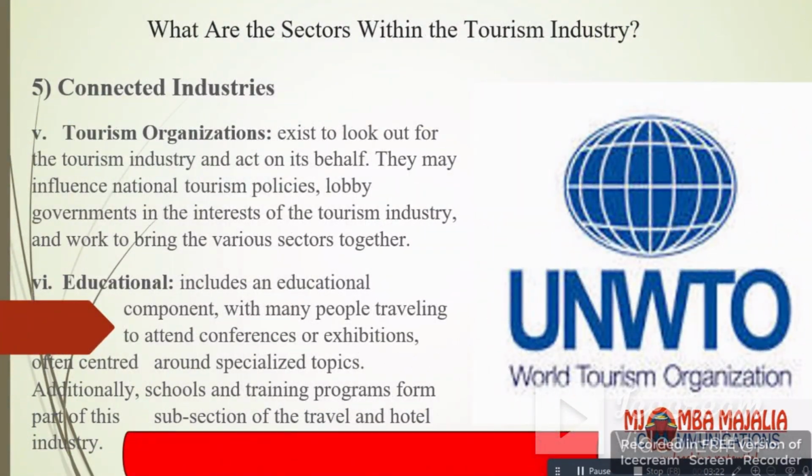All right, we're still on what are the sectors within the tourism industry. We have tourism organizations. They look out for the tourism industry and act on its behalf. Like you can see, UNWTO, World Tourism Organization. We have the logo there. Can also have educational, includes an educational component with people traveling to attend conferences or exhibitions, often centered around specialized topics.